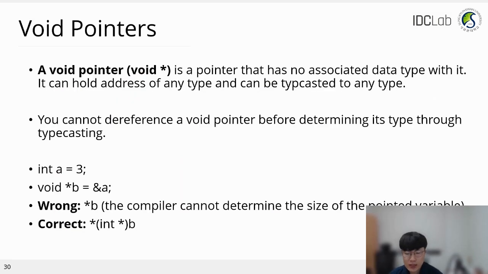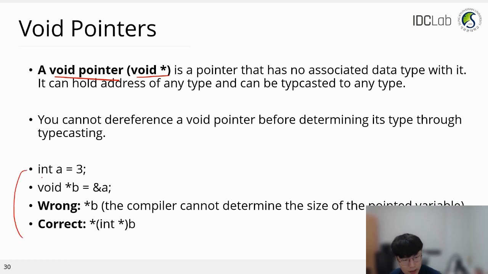And in the previous slide, I told you that when you define a pointer, you need to provide the type of a variable that the pointer points to. But actually, it's not mandatory. So we have a special pointer type, which is void pointer, that allows you to omit that part. So a void pointer or void star is a pointer that has no associated data type with it. It can hold address of any type. It can hold the address of character variables or float variables or int variables, but it must be typecasted before dereferenced.